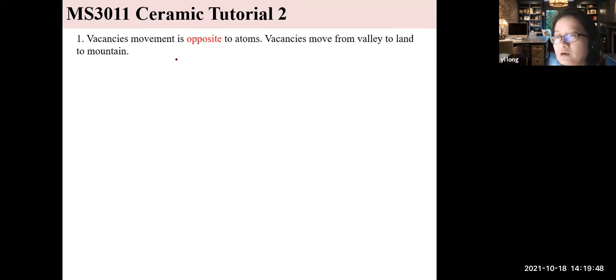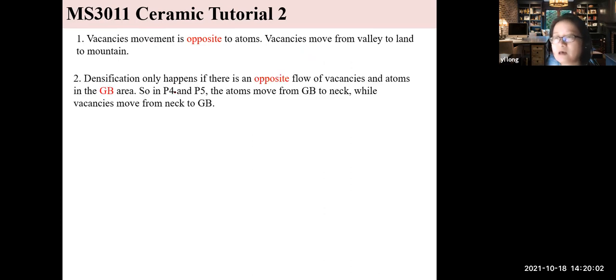For this week, we already know that vacancies move opposite to the atoms. Vacancies move from valley to land to mountain. Last week we learned the atom moved the other way, so this week we confirm that vacancies move the opposite way. For densification to happen, you need two conditions. The first condition: make sure it happens at the grain boundary area. The second one: make sure there's an opposite flow of vacancies and atoms. So in P4 and P5, the atoms move from the grain boundary to the neck, while vacancies move from the neck to the grain boundaries.